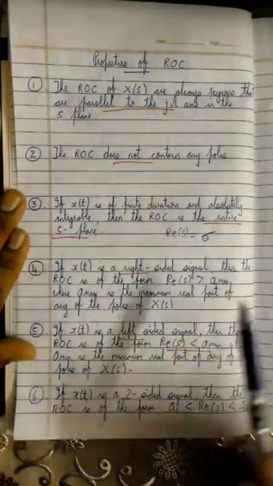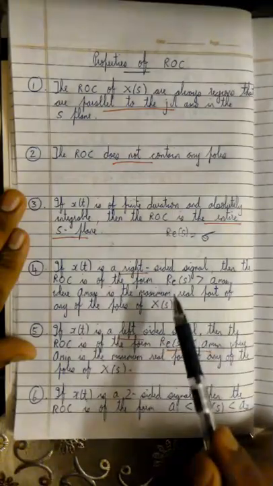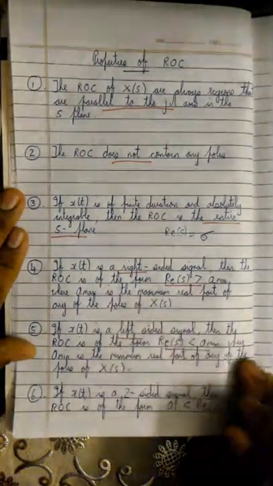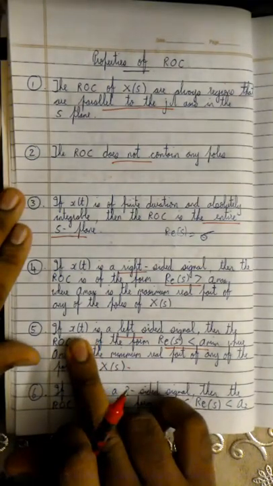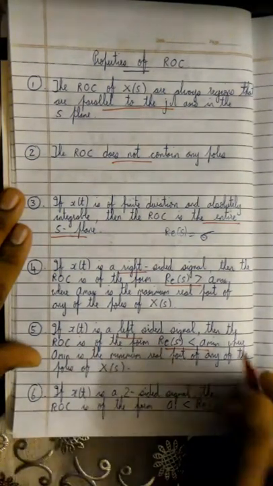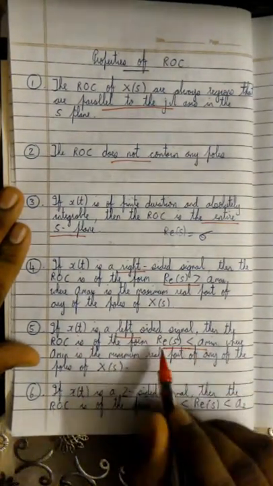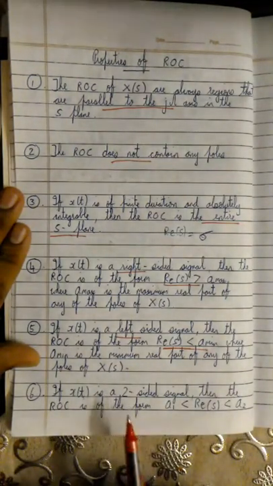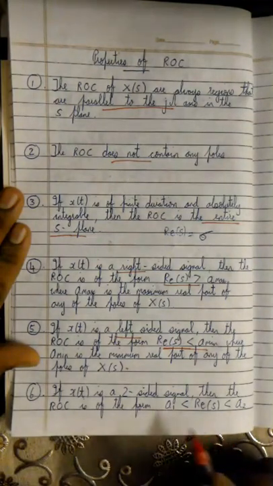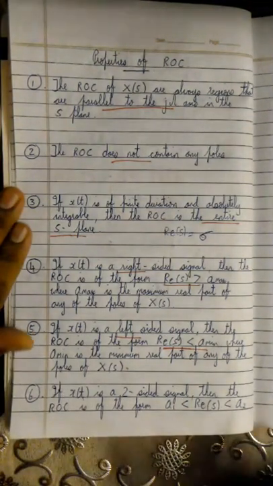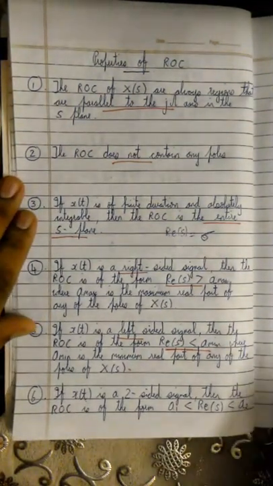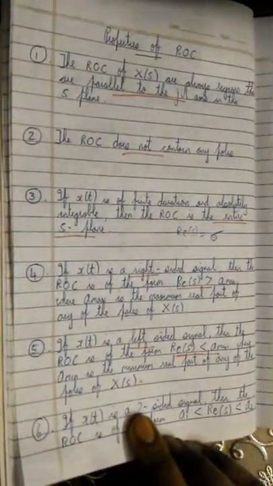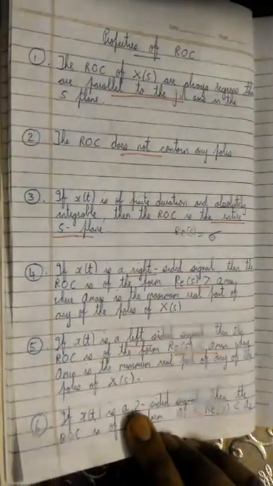If the given signal is on the right side, then this should always be your ROC. And if the given signal is on the left side of the graph, then this should be your ROC, that is, real part less than some number. And if it is a two-sided graph, with both positive and negative values, then it should be between these two values. Okay, so now in my next video I am going to talk about the unilateral Laplace transform.